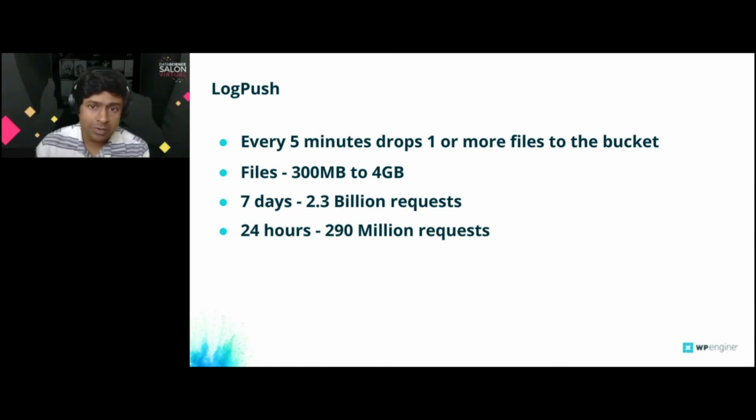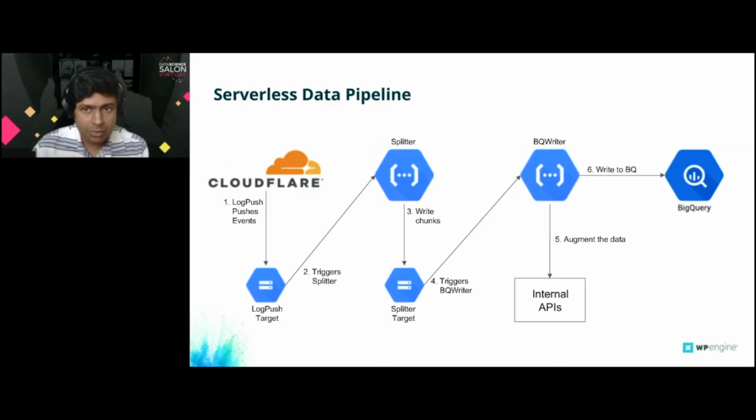And here are some numbers to show the amount of traffic that we would get on a weekly and a daily basis. Because the files were so big, we couldn't just handle them in one go. And so we split up our workload into 2 serverless functions. One, which we called the splitter, which would take the incoming file and break it up into chunks, and then write those chunks into a temporary bucket.